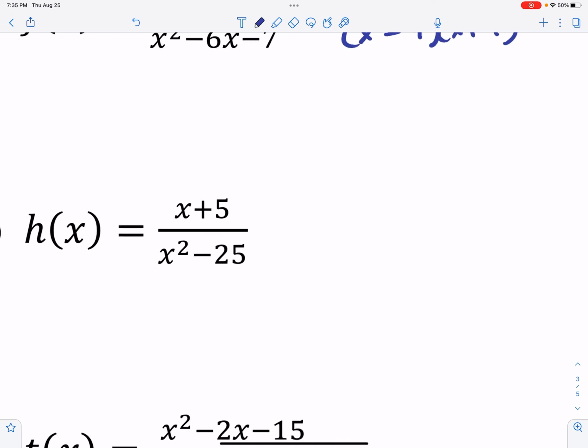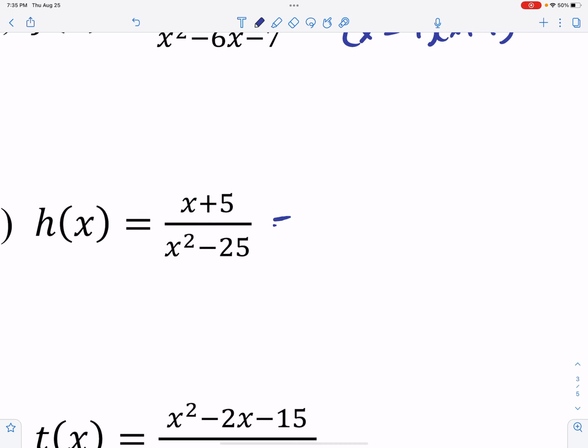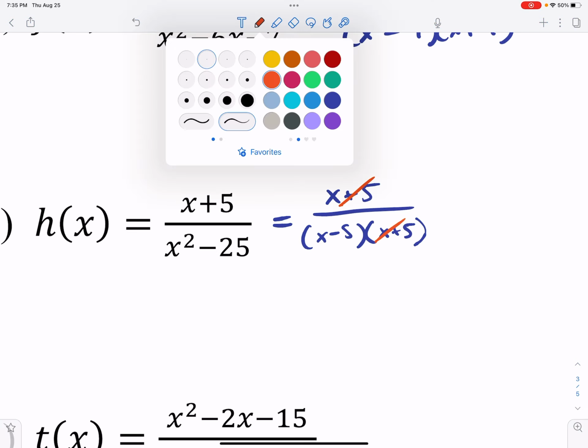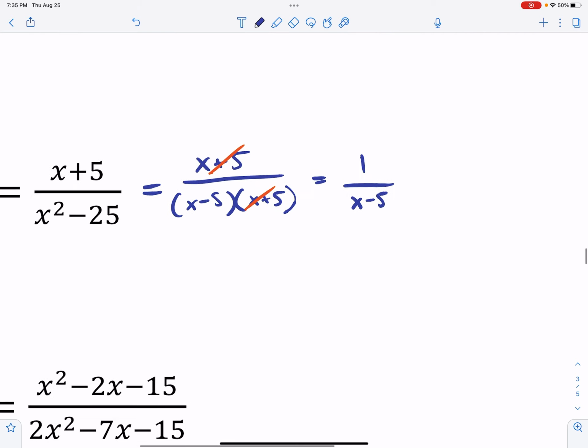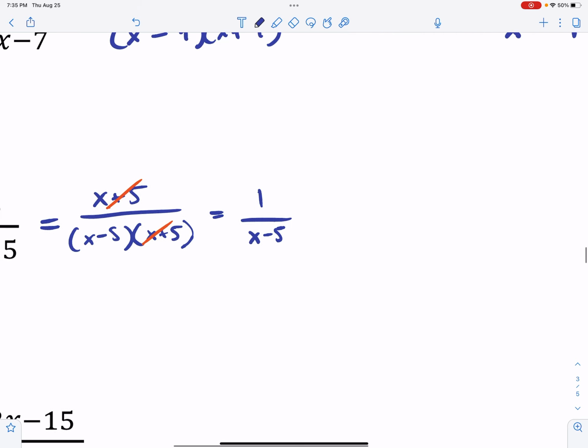For h of x, okay, factor the denominator. That's a difference of 2 squares. So there's a common factor that will cancel. That indicates, remember, that there would be a hole at x equals negative 5. So this simplifies to be 1 over x minus 5. There's the hole at x equals negative 5, but at positive 5, there would be a vertical asymptote.